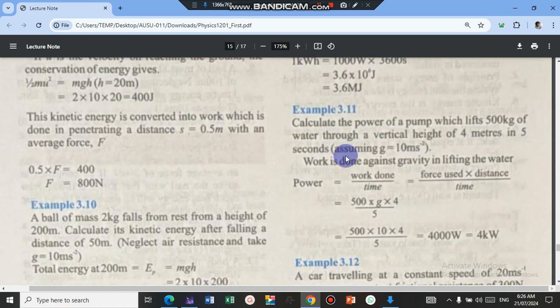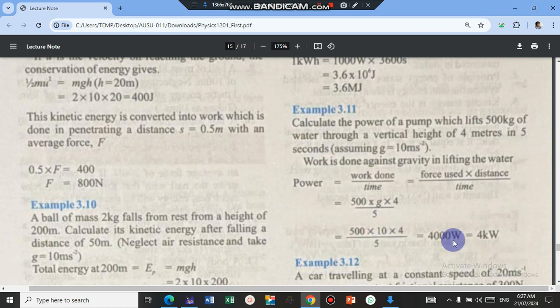Example 3.11: calculate the power of a pump which lifts 500 kilograms of water through a vertical height of 4 meters in 5 seconds, assuming g equals 10 meters per second squared. Here power is mgh over t. This is because we know power is work done over time, and the work done here, since it is lifting, is mgh, work done against gravity. Our m is 500, our g multiplied by the height 4, divided by the time, 5 seconds.